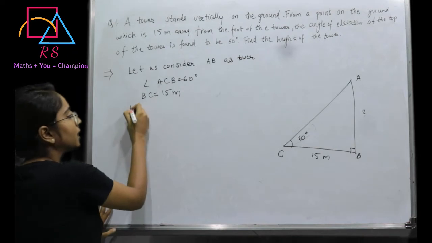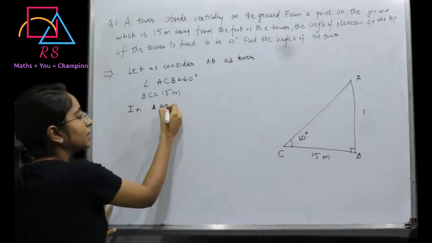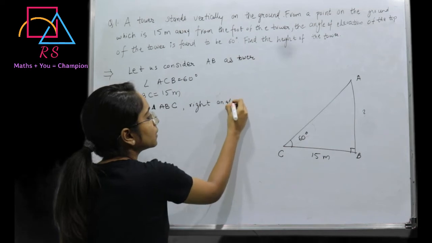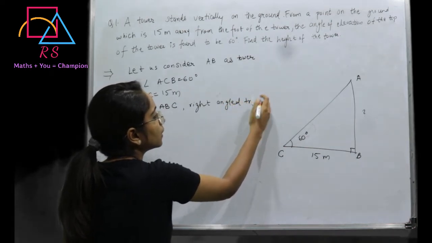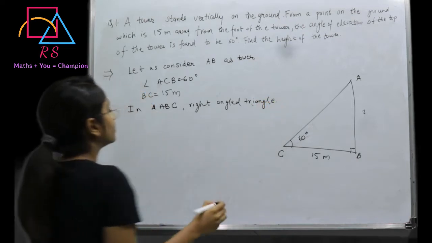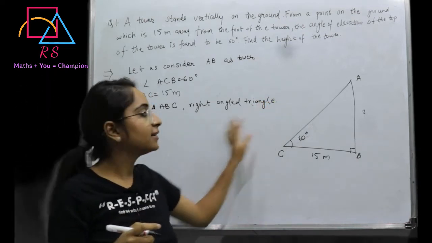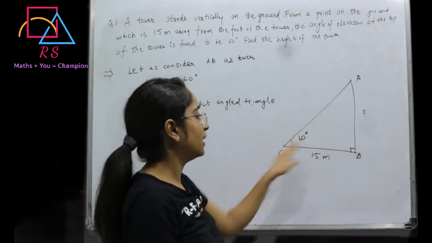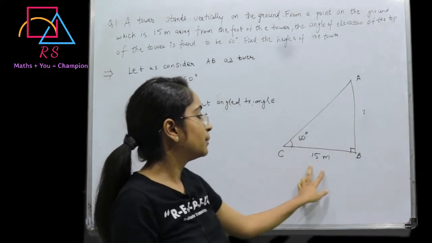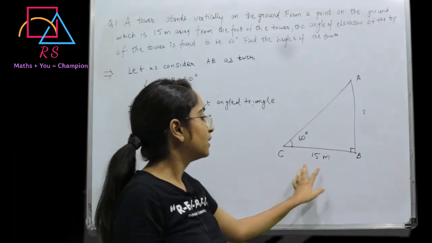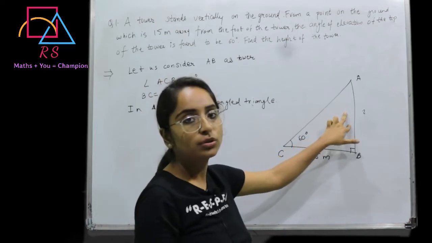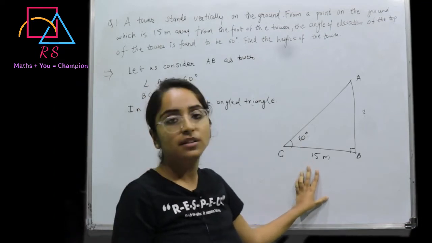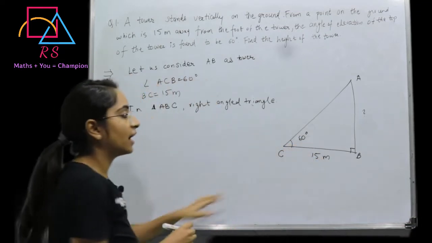So here in triangle ABC, which is a right angle triangle, we are given the angle of elevation, that means the angle ACB is 60 degrees, and we are given BC. So you can see that we are given the adjacent side and we don't know the opposite side, and the angle is given. So opposite upon adjacent is nothing but tan of the angle. So tan of 60 degrees, the angle of elevation, we also know.